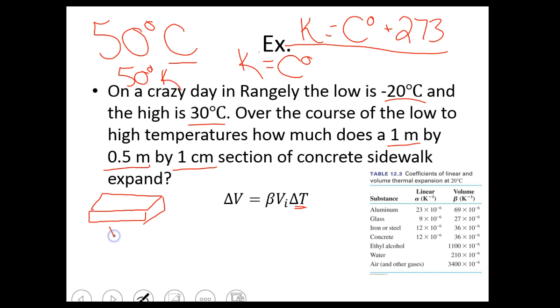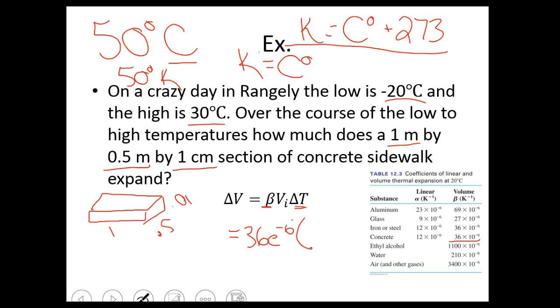And we'll say it's 1 meter by 0.01 meters by 0.5 meters. And so the initial volume of this thing is going to be its length times its width times its height. So let me just start here. I need to find the coefficient of volumetric expansion for concrete. And I look in my table, I find it there. So it's going to be 36e to the -6.